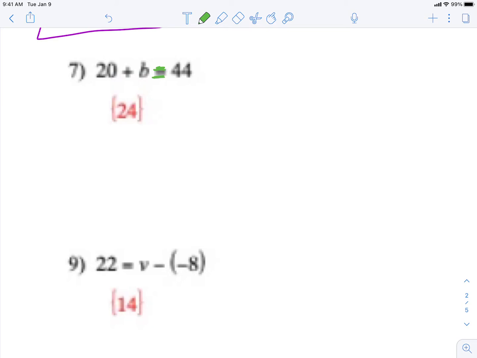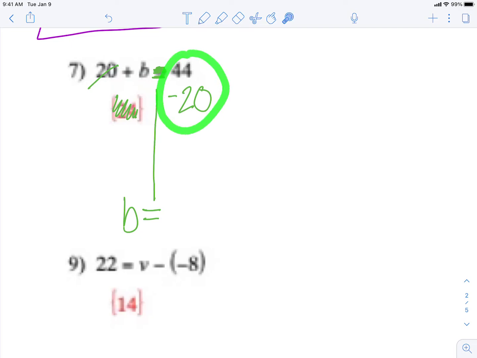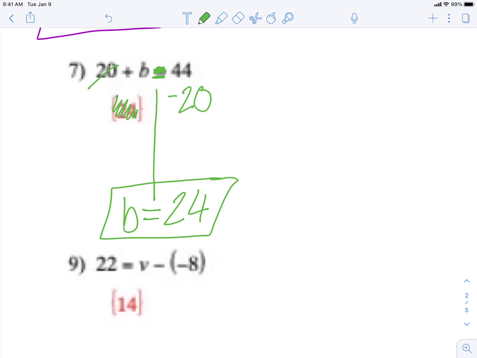So again, this is the equal sign, right? I know my answer is going to be 24, but it doesn't matter that I have the answer. So you have to show work. So this B is going to come down here on the left. So B, that means I have to move this 20 over to the right, minus 20. And this is easy enough, right? 44 minus 20 is 24. There you go. That's number 7.